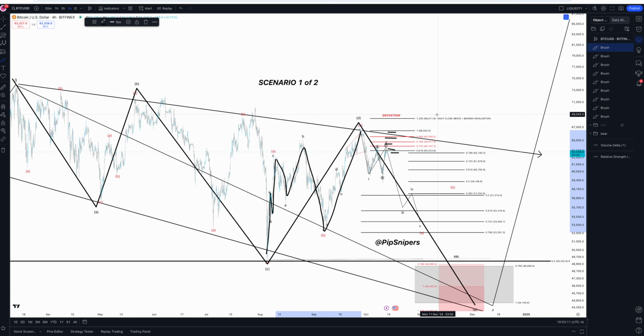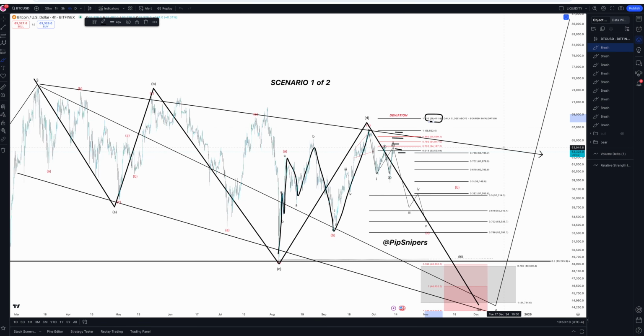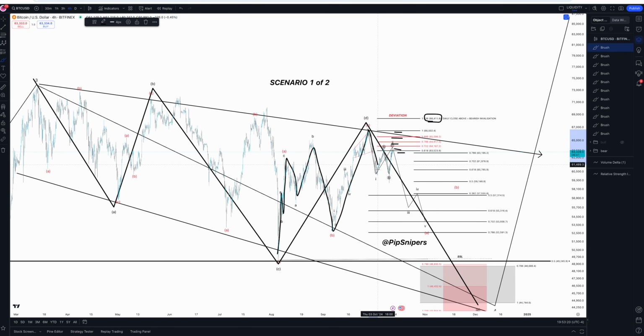So as soon as you get a daily close above 68,411, then it's likely we'll be doing the bullish scenario, because this could still deviate like that, right? It could still deviate like this and then form a rising wedge. That's something you guys need to be cautious of, right?